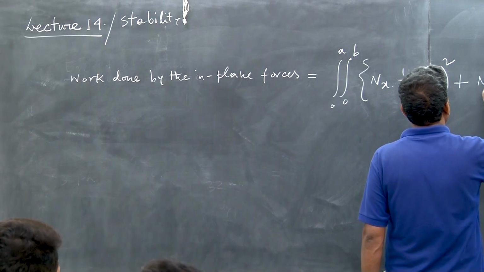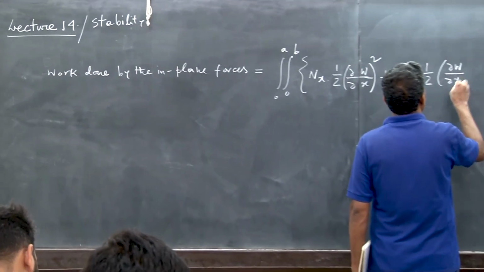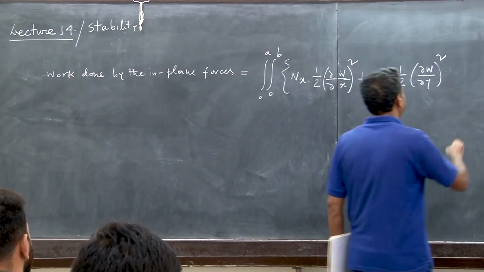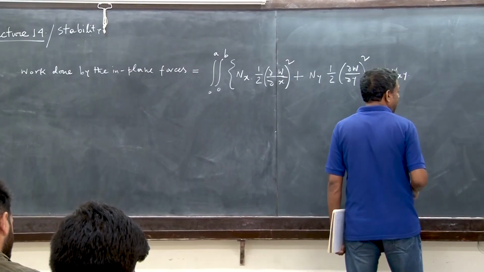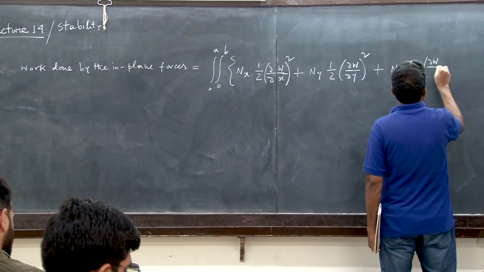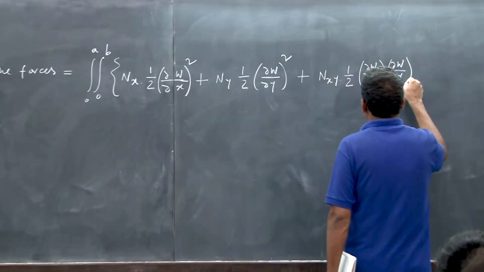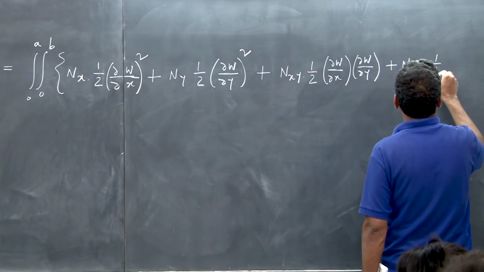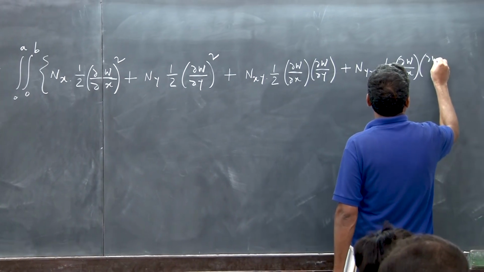Similarly, you will have this for Ny, right? And then we can have Nxy. For the Nxy, you see that it will be half del w del x del w del y, and for Nyx it will also have del w del x del w del y.